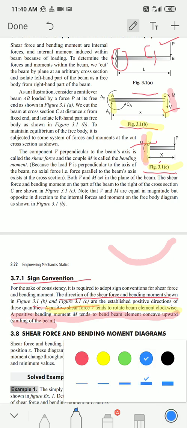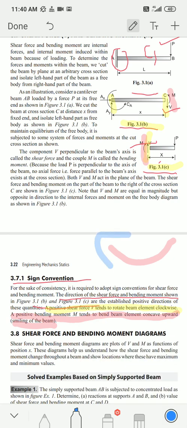How is it smiling? See, this is the bending moment on this side, and this is the bending moment on this side. On the left of the beam it is clockwise, and on the right of the beam it is anticlockwise. So this is some of the concept of this beam.